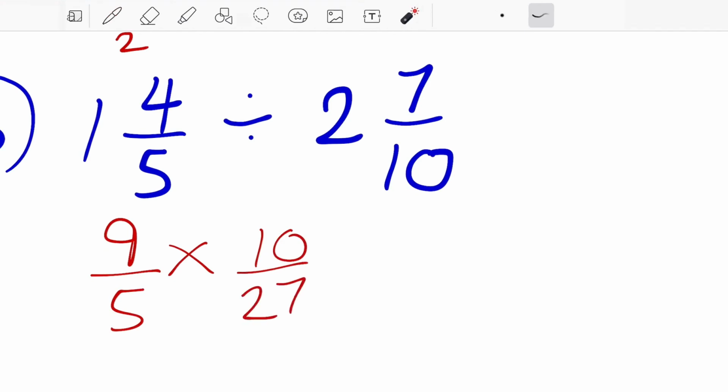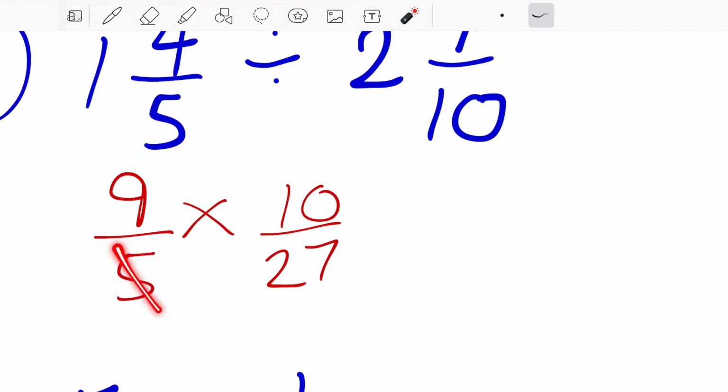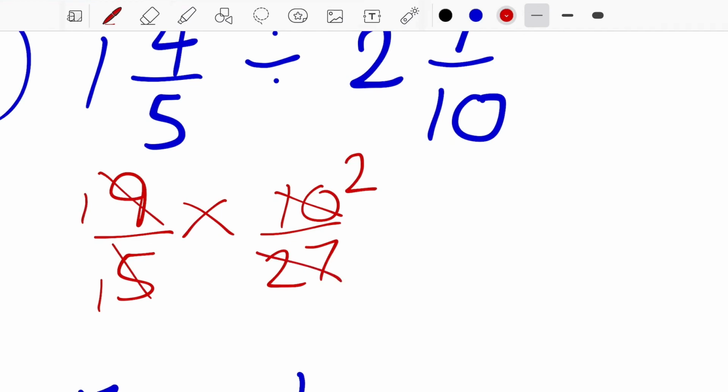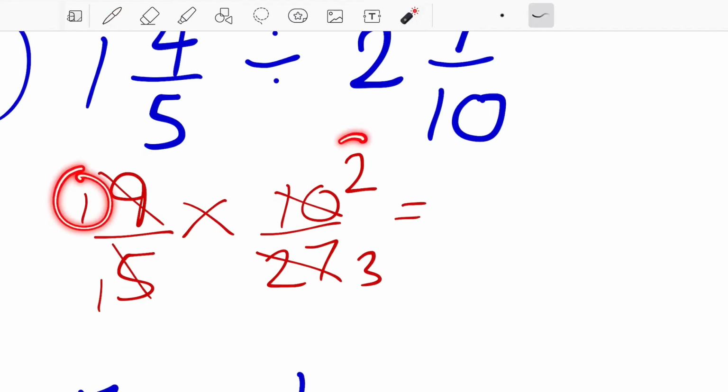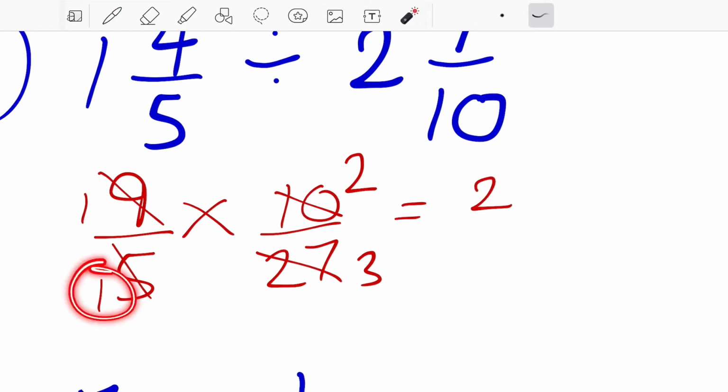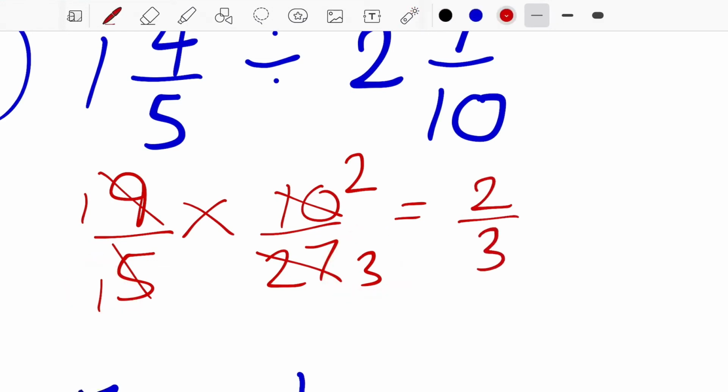So let's cancel. 5 into 5, 1, and 5 into 10 is 2. 9 into 9 is 1. 9 into 27 is 3. So on top we have 1 times 2 is 2. And below we have 1 times 3 is 3. So the answer is 2/3.